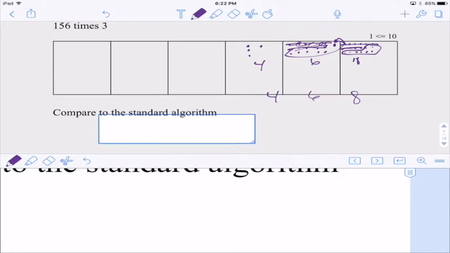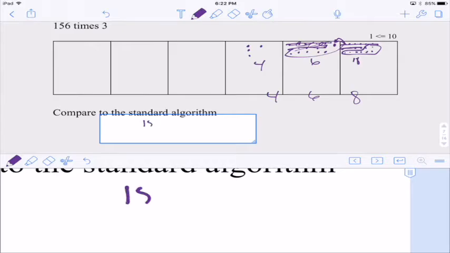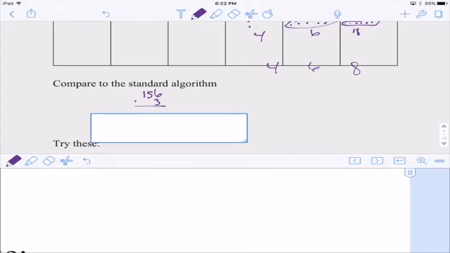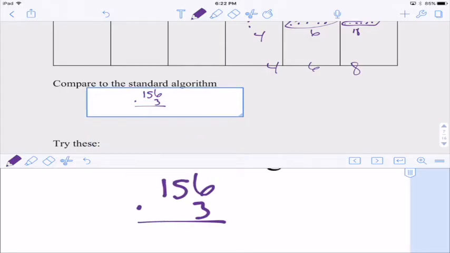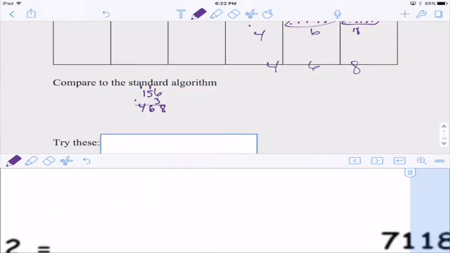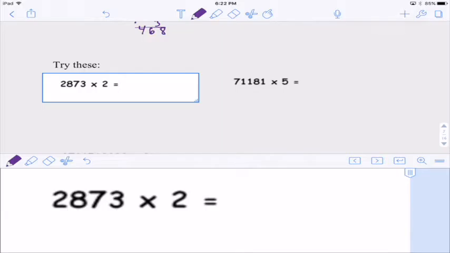There we go. In the standard algorithm, we would have said 156 times 3. Well, we would multiply 3 times 6, which was 18, but we would keep the 8 and we'd bring this 1 up, and then we would do 3 times 5, which is 15, plus that 1 more, and give us 16, and then we would bring that 1 dot over. Then we do 3 times 1, which is 3, plus the 1 more would give us 4. So see how that matches? We're good to go. So it's just a quick way of multiplying.